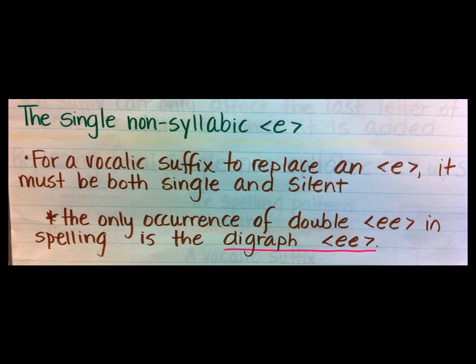The single non-syllabic E: for a vocalic suffix to replace an E, it must be both single and silent. The only occurrence of double E in spelling is the digraph EE. This is important to note because sometimes kids get hung up on this, but they really need to ask themselves if the E is doing a job or if it's a placeholder and therefore would be single and silent.